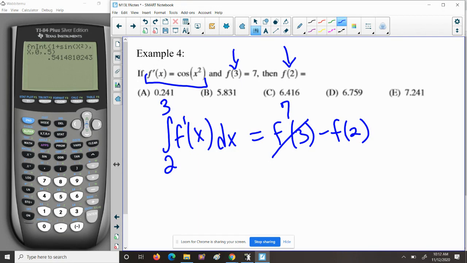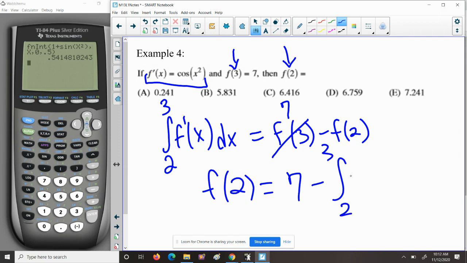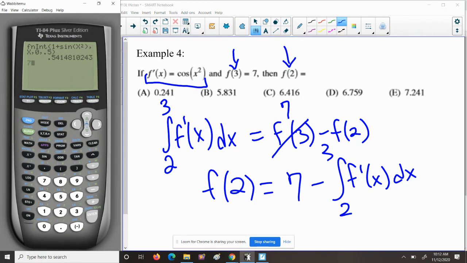Now, if we want to solve for f of 2, we have f of 2 subtracted over here on the right. So let's add that over. And then let's subtract the integral from 2 to 3 of f prime of x dx from 7. Okay, so let's just type that in our calculator.